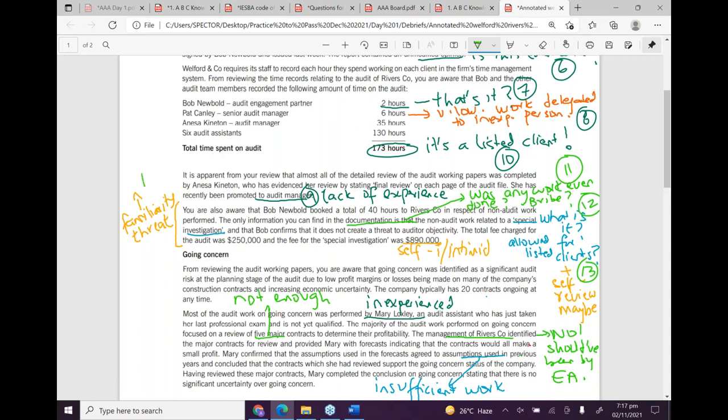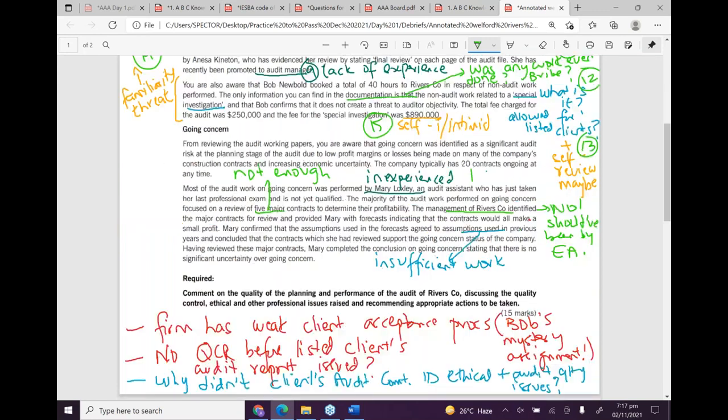The fact that Bob is doing so much work increases familiarity. The fact that the fee is a lot more than the audit fee increases self-interest and intimidation. Make sure you explain each of them. Then, an inexperienced team member working on going concern, and the sample is not big enough.